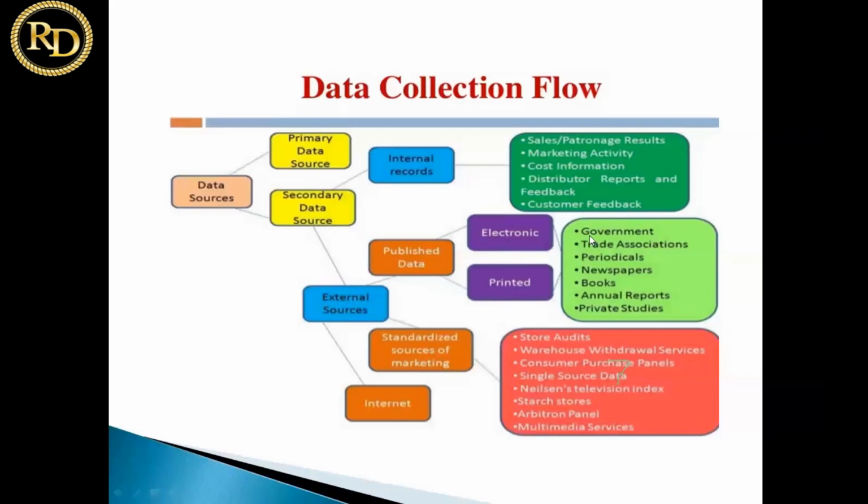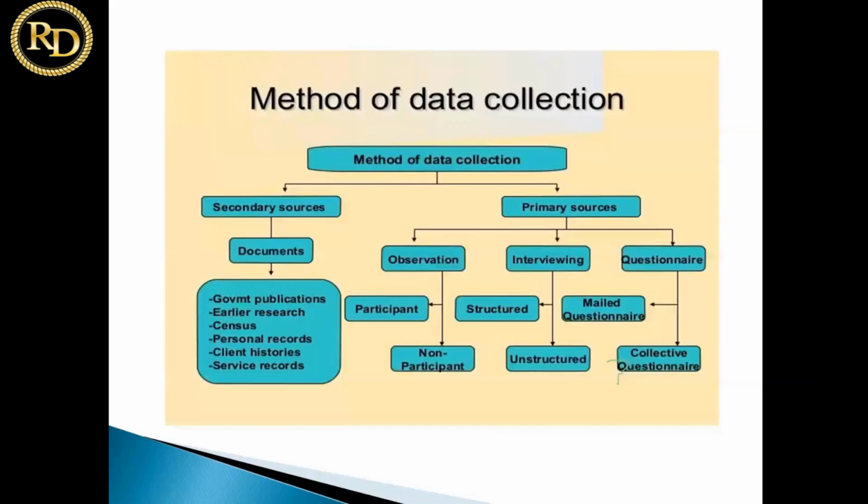So published data may be through government and trade associations, periodicals, newspaper, books, annual reports, private studies, journals, magazines, so many sources of information. And here you can see standardized sources of marketing, maybe store audits, warehouse withdrawal services, consumer purchase panels, single source data, Nielsen's television index, and so many sources for the standardized source of marketing. So this way we can collect the secondary data.